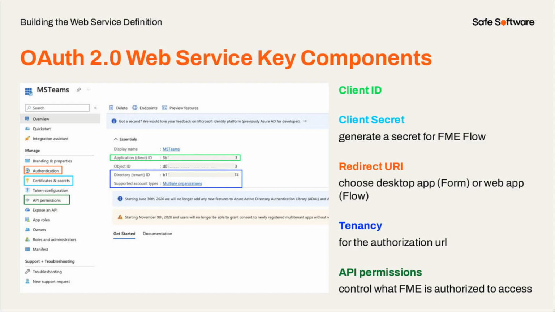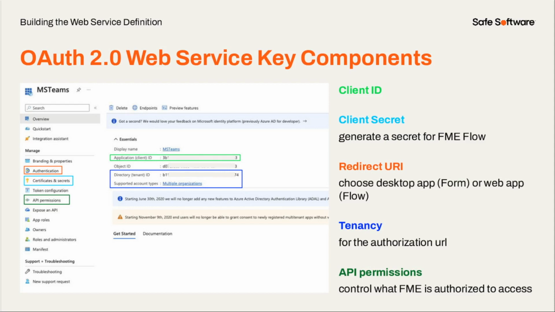Depending on your tenancy, if you're building a web service with Microsoft, you'll get to choose when you create it if you want anybody to be able to use your application that you've defined. You can see that here set as multiple organizations. That's known as multi-tenant. If you're setting it up as a single tenant, so only people who belong to your organization can use it, you'll need to make sure that you're putting that tenant ID in your authorization URL. But again, if you go to the article that's on the knowledge base, you'll be able to find more details about that.